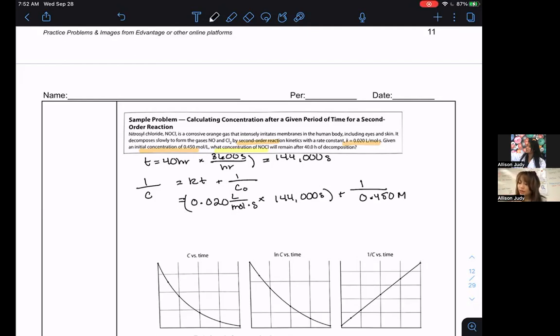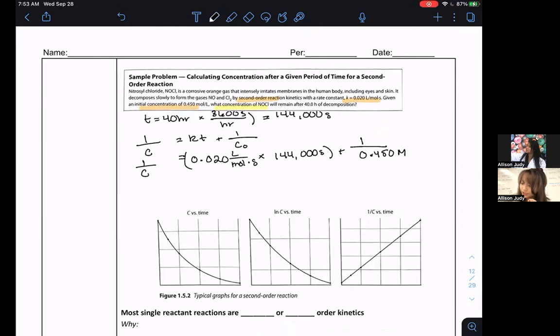And what I get when I simplify all of this and do all the calculations is that 1 over C, the reciprocal of concentration, is equal to 2,882 liters per mole. And then in order to find C, I flip it. And what I get is that C equals my concentration after 144,000 seconds, or 40 hours, is now 3.5 times 10 to the negative 4th molarity. Okay, and am I in the correct sig figs? Yes, 2 sig figs. So that is my final answer.